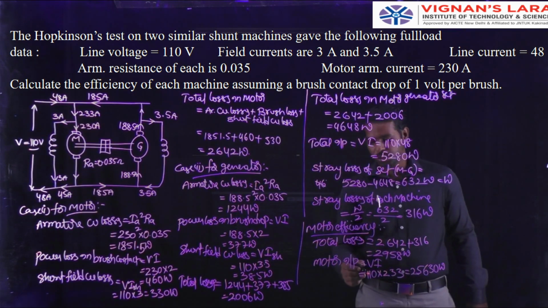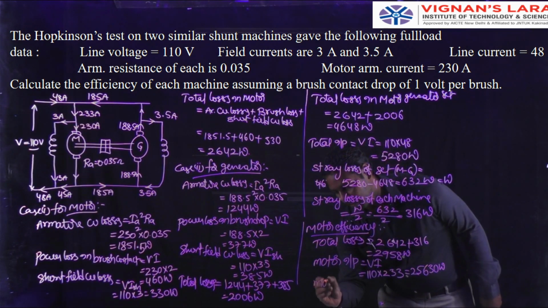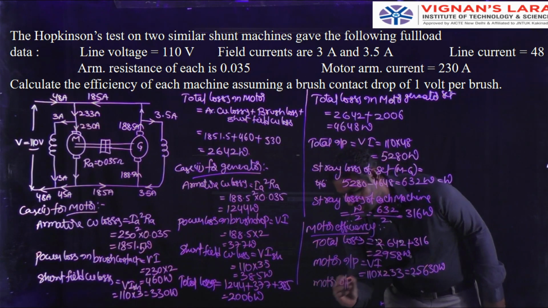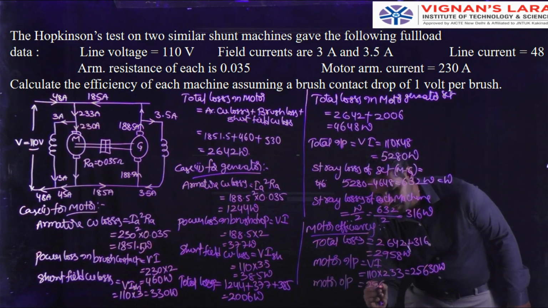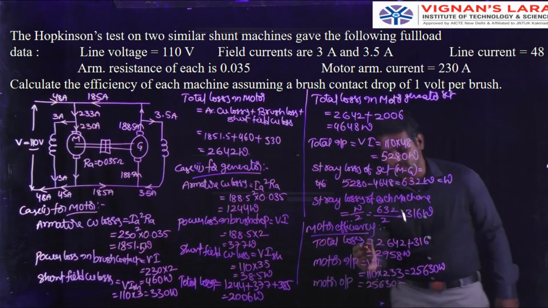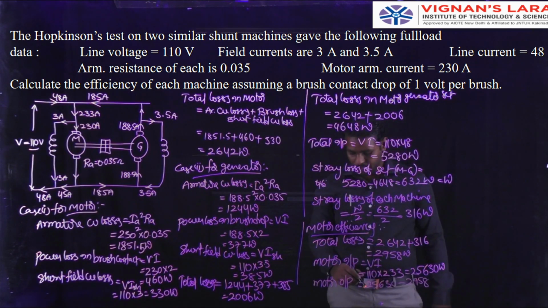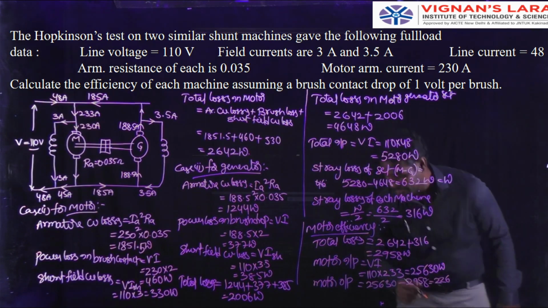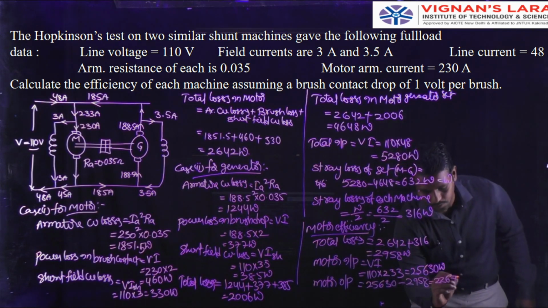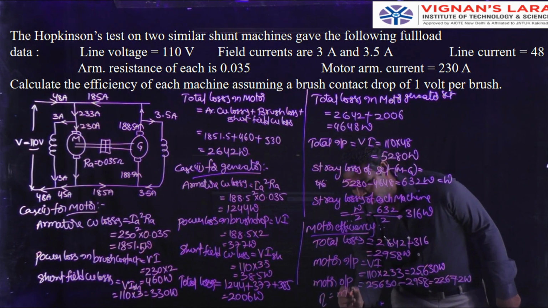So output is equal to input minus losses. So motor output is equal to motor input, that means 25,630, minus total losses 2958, which is equal to 22,672 watts.